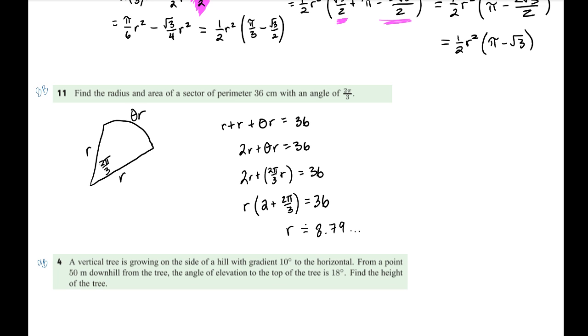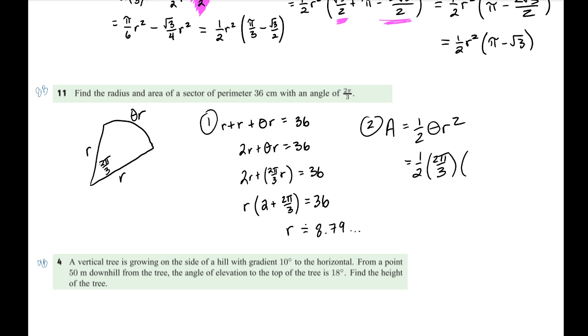And so then I'm asked for the area, which is a separate calculation. The first part's finding the radius, the second part's finding the area. I'm going to use my sector area equation, 1/2 times theta, which is 2 pi over 3, times the radius squared.